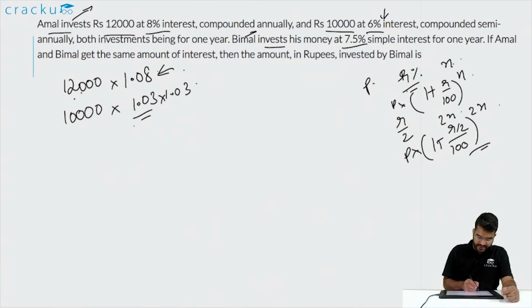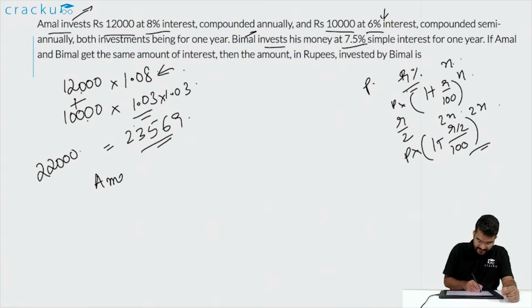12,000 into 1.08 plus 10,000 into 1.03 into 1.03. You can use your calculator to figure out that this total will be 23569. Now the initial principal is 12,000 plus 10,000, which is equal to 22,000. This is the principal and this is the amount. Therefore, Amal's interest will equal 23569 minus 22,000, which is equal to 1569.